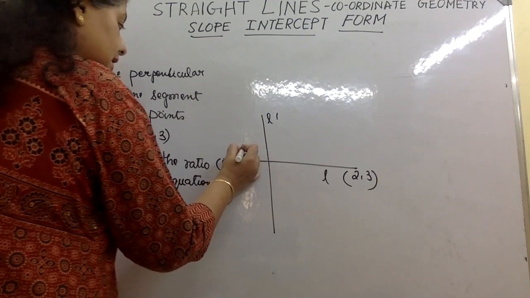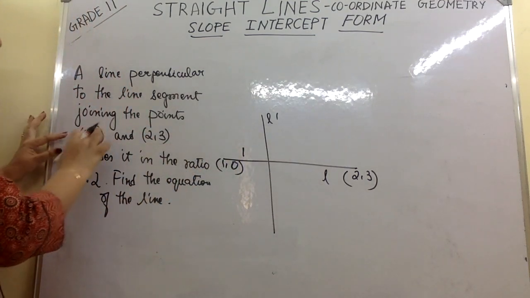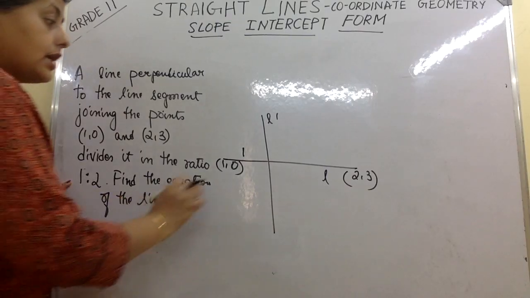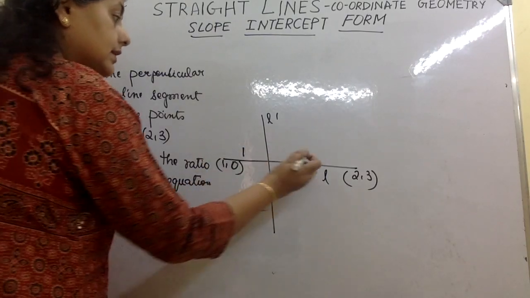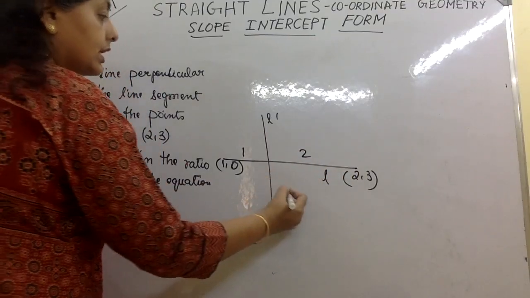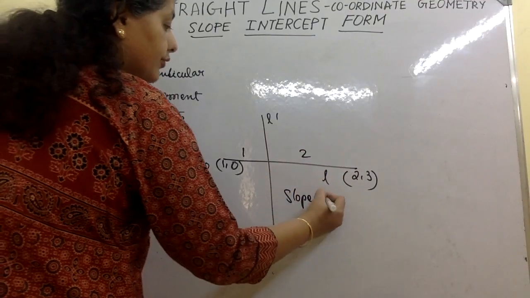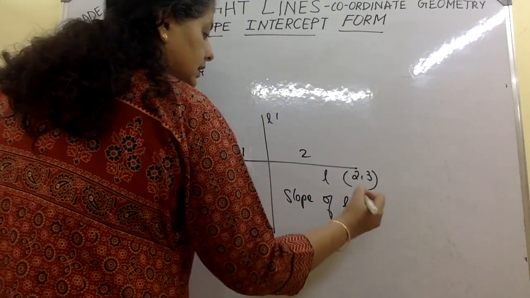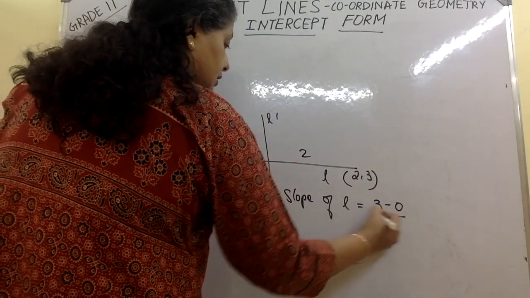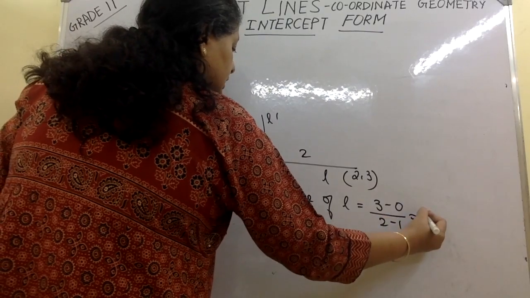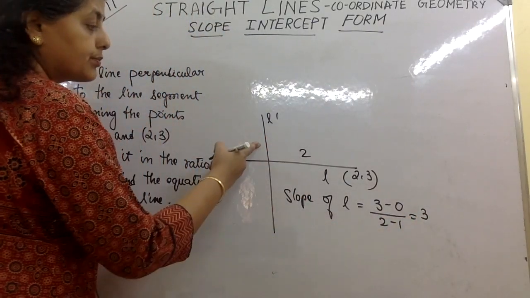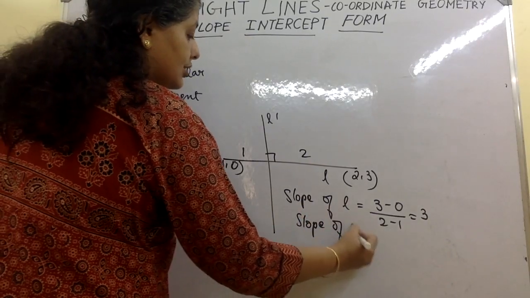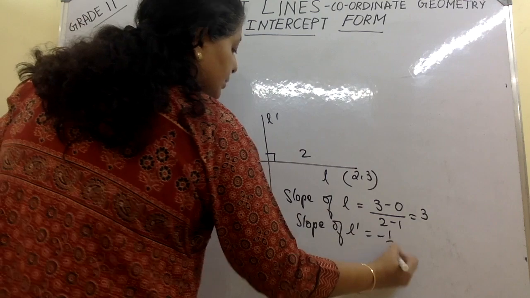Now it is joining these 2 points and this line divides it in the ratio 1:2. This is a very important thing: ratio 1 has been given first, so this side gets the 1, that side gets the 2. Slope of L is, this is a very common mistake, 3 minus 0 over 2 minus 1, that is 3. And so this is perpendicular, so slope of L dash is minus 1 by 3.